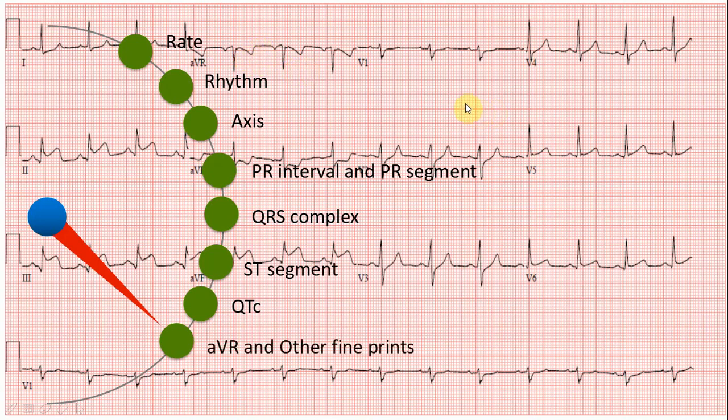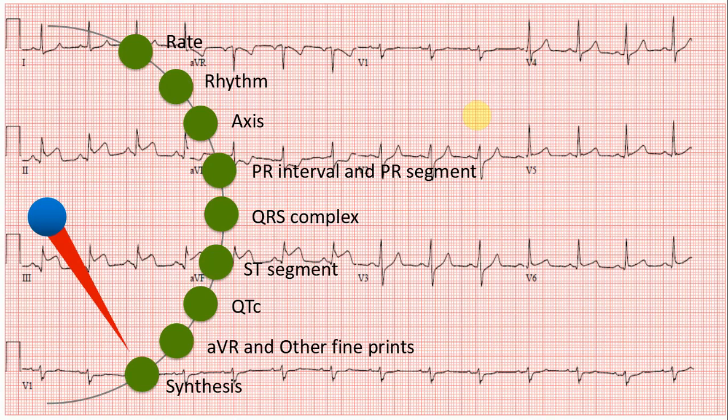All right. So now the most important part is the synthesis. So we will consider exactly what is happening to the patient, not the ECG alone. So as I've already mentioned, if we look at the rate, rhythm, axis, PR interval, QRS complex, ST segment, QTC, AVR, my impression is that this patient has got an inferior STEMI, probably right ventricular STEMI.